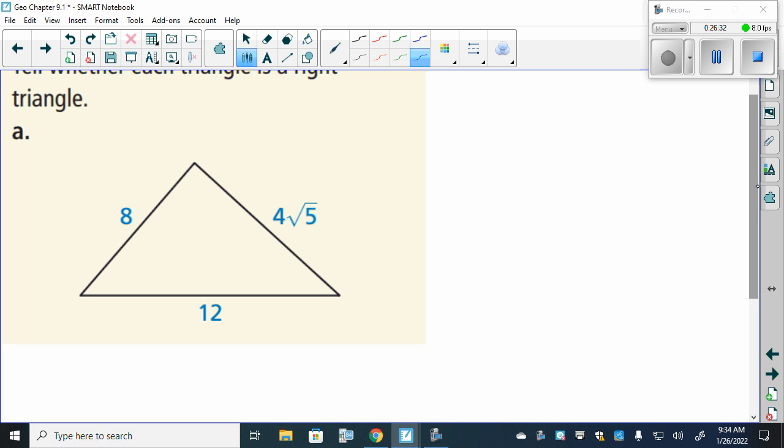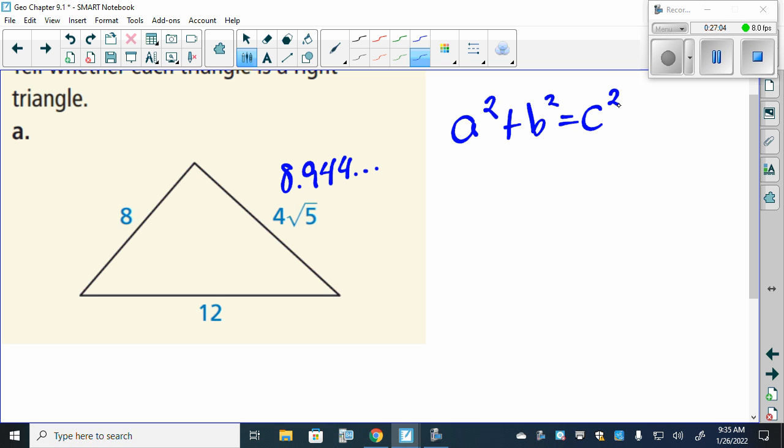Let's look at this one here. This will be the last one we'll look at of this type. 4 square root of 5 would not be 20, because square root of 5 is going to be approximately 2 point something. So we're looking at something close to 9, I believe. So that tells us that the hypotenuse this time is 12, because 12 is the biggest side.